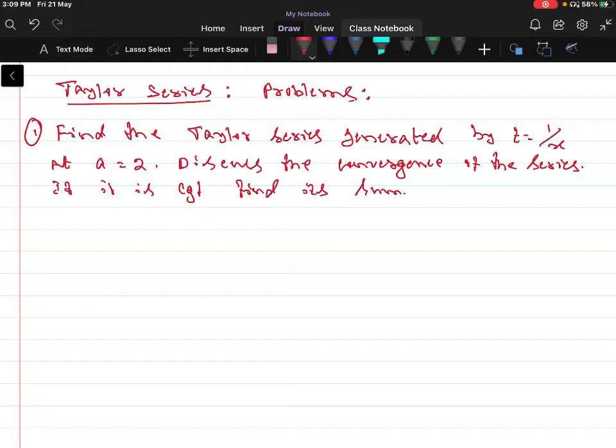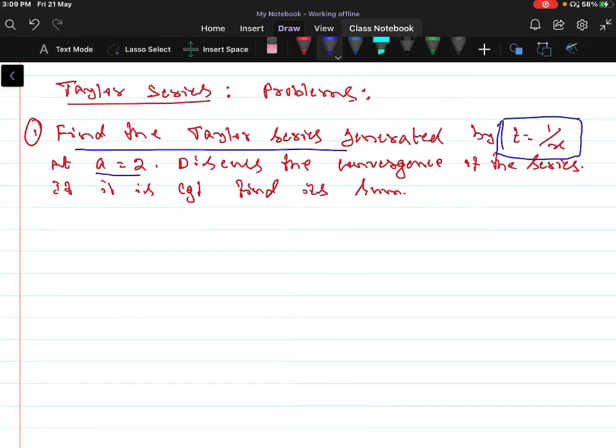So in this lecture, I'm going to discuss problems on Taylor series and Maclaurin series. Now let us move to the problem. Find the Taylor series generated by the function f(x) = 1/x at a = 2, and discuss the convergence of the series generated by the function f(x) = 1/x. If it is convergent, then find its sum.